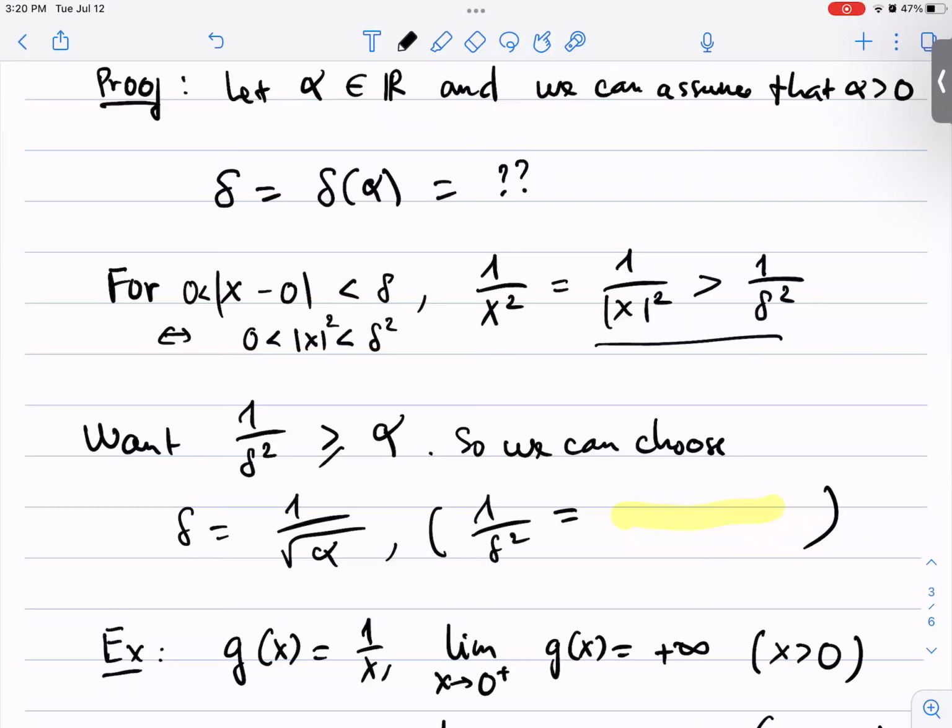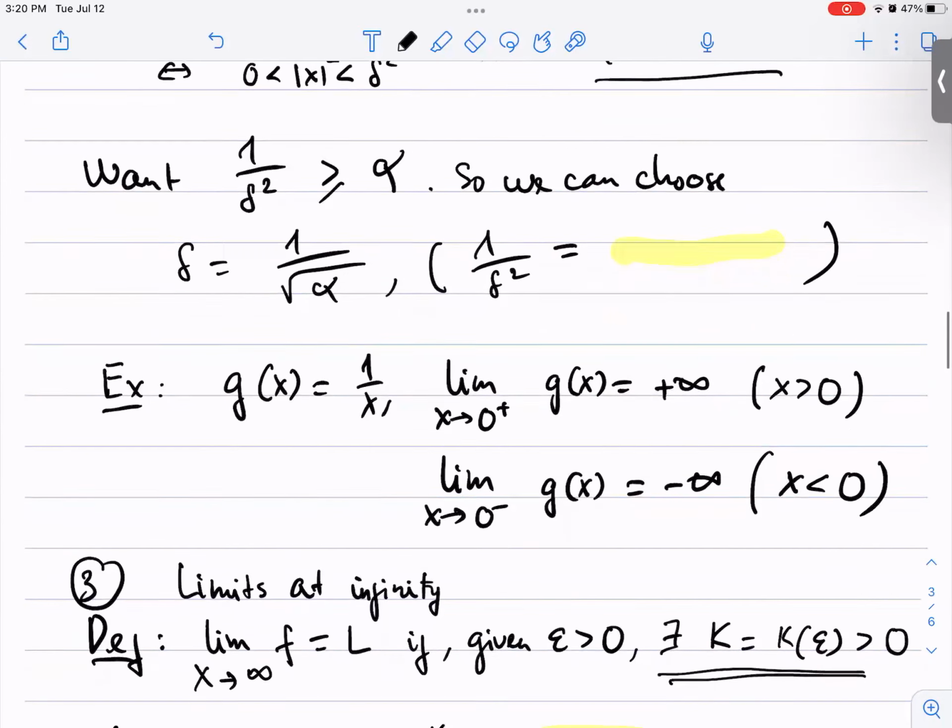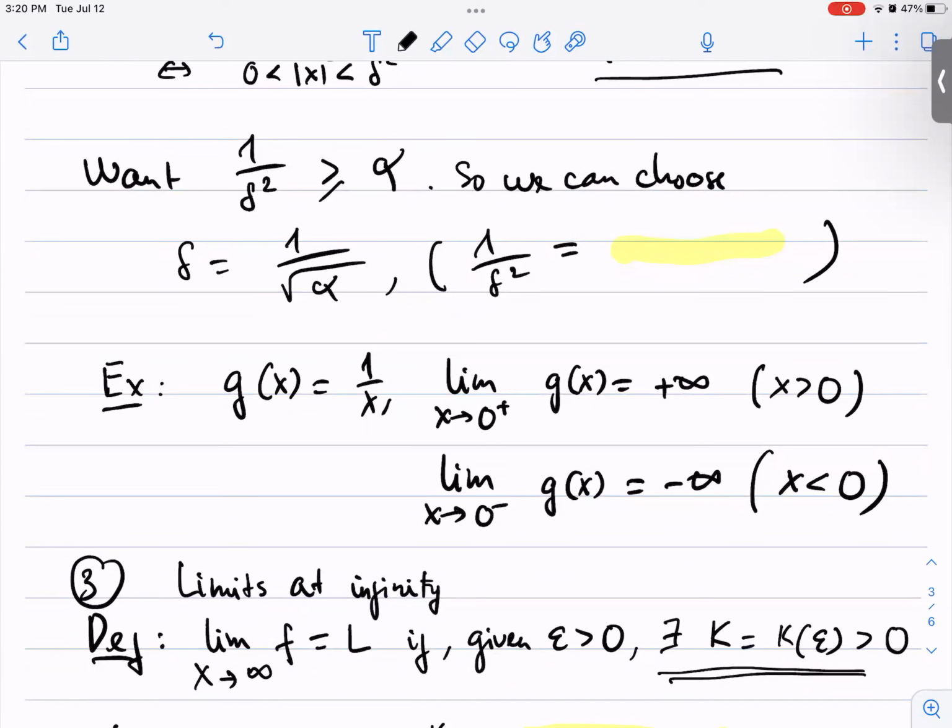That is, we want to choose delta such that 1 over delta squared is greater than or equal to alpha. So this estimate certainly leads us to the choice of delta equal to 1 over square root of alpha. So 1 over delta squared is going to be equal to alpha.